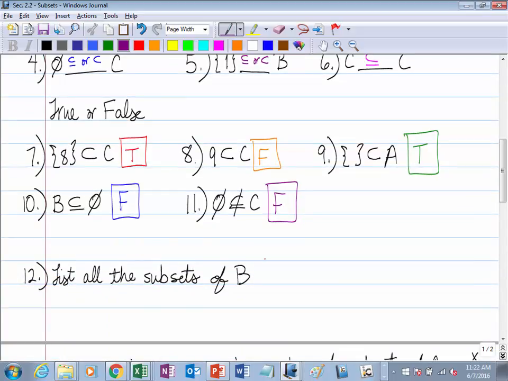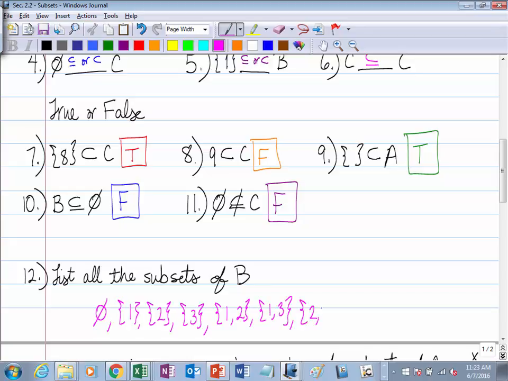Okay, list all the subsets of B. B, remember, was a set that contained 1, 2, and 3. I'm going to start with the empty set. I'll do it systematically so I don't forget anything. Then I'll list all the subsets that only have one element: the set containing 1, the set containing 2, the set containing 3. Then the ones that just have 2 elements: the set containing 1 and 2, the set containing 1 and 3, and the set containing 2 and 3, and then the whole thing. Those are all the subsets of B.